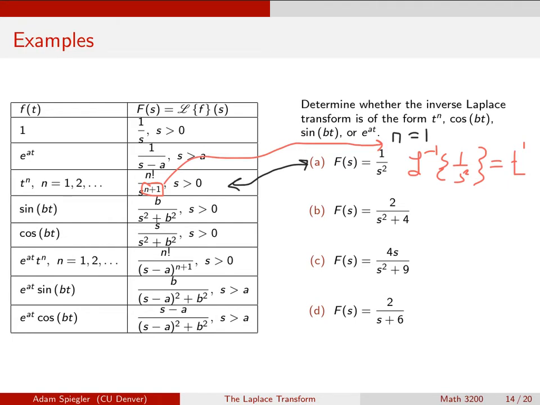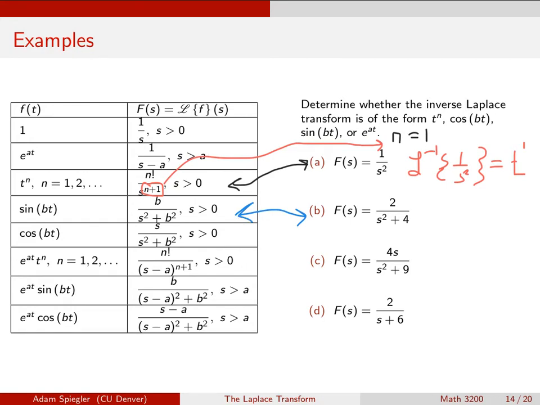Okay, then in part B, we've got 2 over s squared plus 4. And so it seems to resemble the sine and the cosine, but remember, for the cosine we have s on top, and for the sine we have b on top. In our case, we have a constant on top, so it lines up more closely with the sine function. And in fact, it lines up perfectly with that sine function.